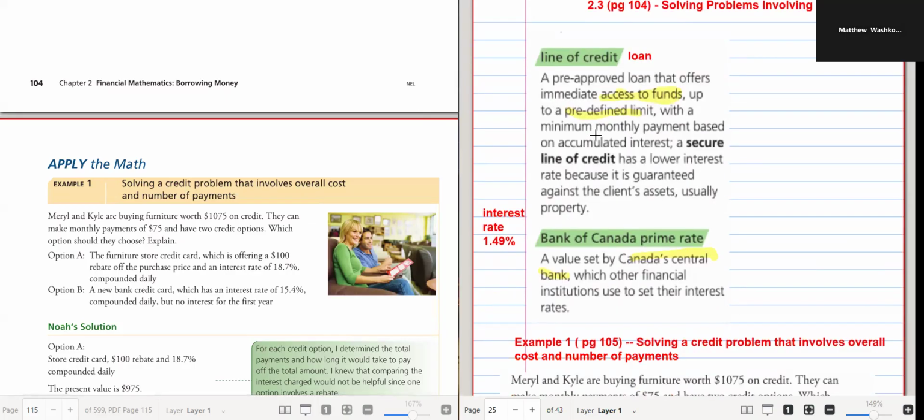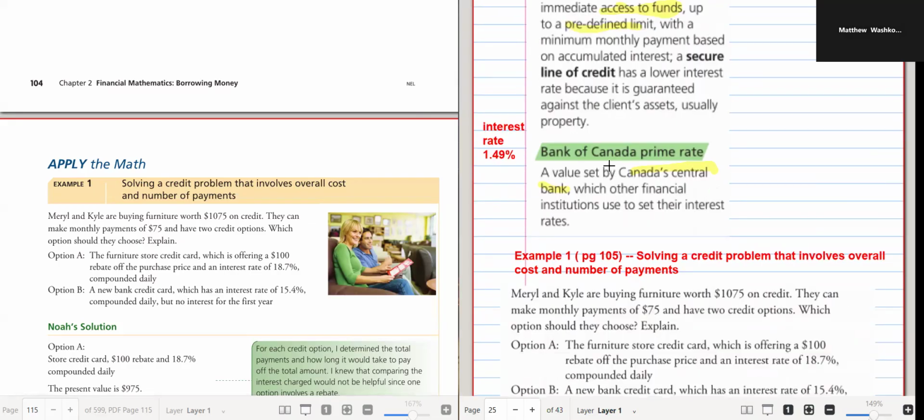A line of credit is basically a loan you get from a bank. It's not as bad as a credit card. The Bank of Canada prime rate is something that the Bank of Canada sets. It is the suggested interest rate right now based on current inflationary pressures, the power of the currency, and a couple of other things. But basically, all the banks and loan lending agencies follow what the Bank of Canada says.